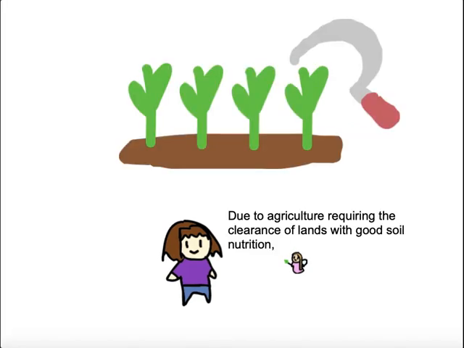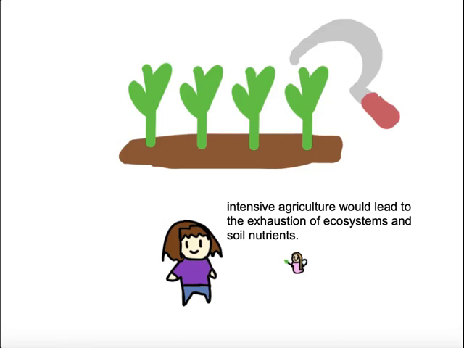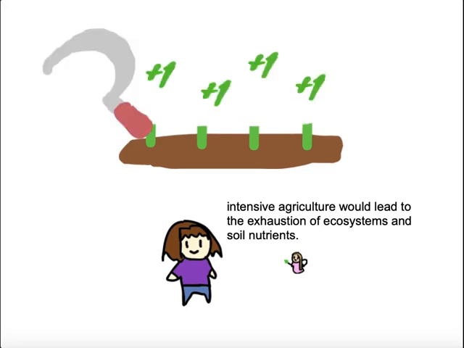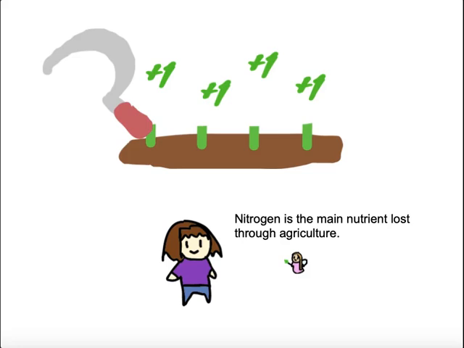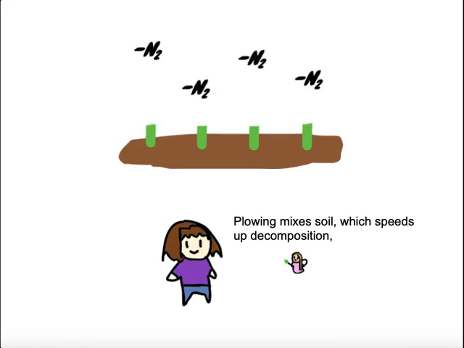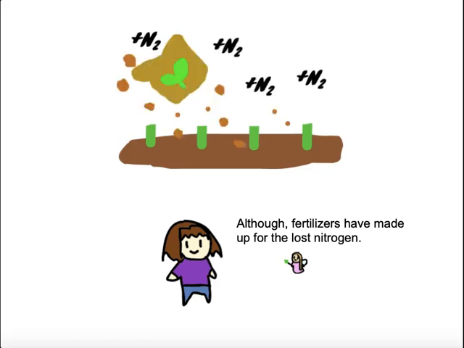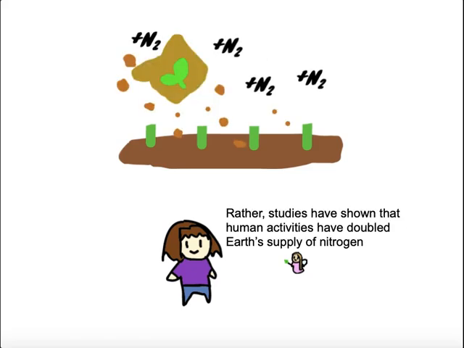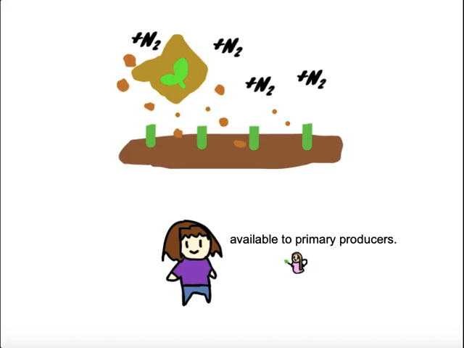Due to agriculture requiring the clearance of lands with good soil nutrition, intensive agriculture would lead to the exhaustion of ecosystems and soil nutrients. Nitrogen is the main nutrient lost through agriculture. Plowing mixes soil, which speeds up decomposition, and releases nitrogen with the harvesting of crops. Although fertilizers have made up for the lost nitrogen, studies have shown that human activities have doubled Earth's supply of nitrogen available to primary producers.